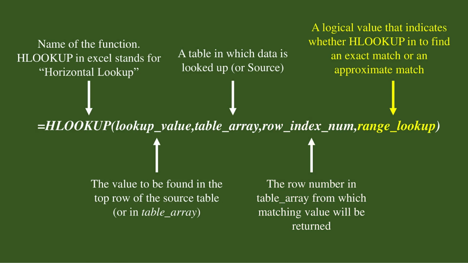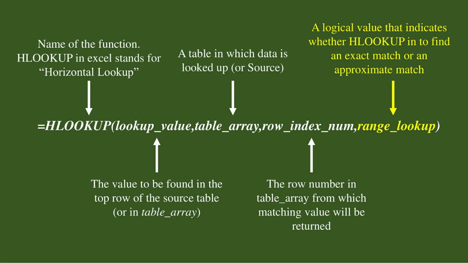Finally, we have to specify the range lookup as the last component of writing the HLOOKUP function. Here, simply we need to specify whether we need an approximate match value or an exact match value as the outcome of this HLOOKUP function. Normally, we select exact match value by selecting the option called false among two default options called true and false. In those default options, true means approximate match value while false means exact match value.